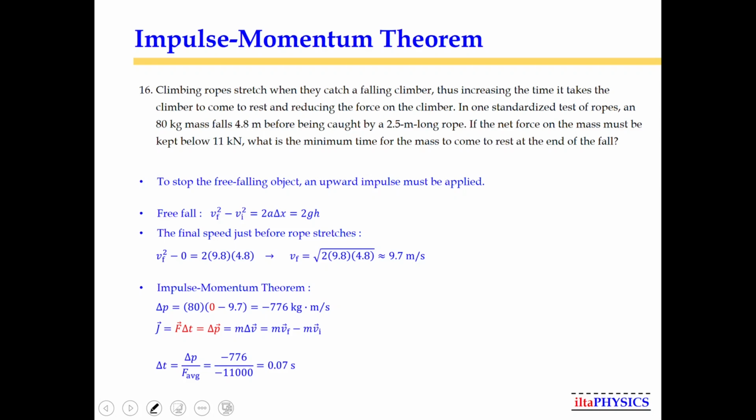One extra step we need is to find the final velocity of the object falling from 4.8 meters. Using the relationship between the final and initial velocity for free-falling objects, the velocity after falling 4.8 meters is 9.7 meters per second. Now that we have the velocity, the change in momentum is calculated by the formula as minus 776 kilogram meters per second. Again, using the impulse momentum theorem, if the average force provided is 11 kilonewtons, we can find that the time it takes for the object to stop is 0.07 seconds.